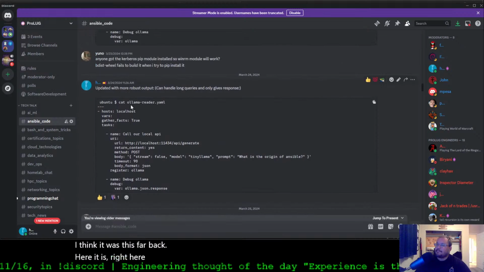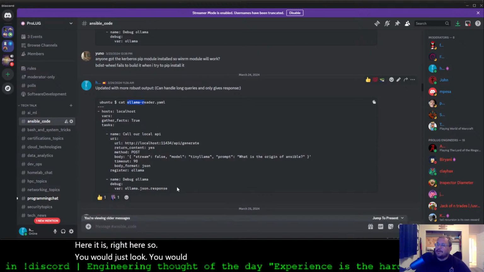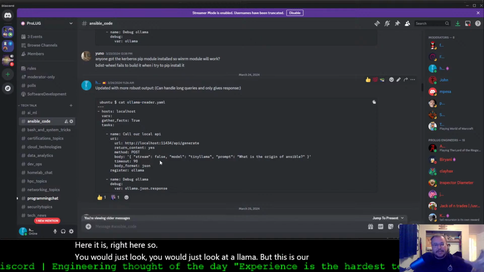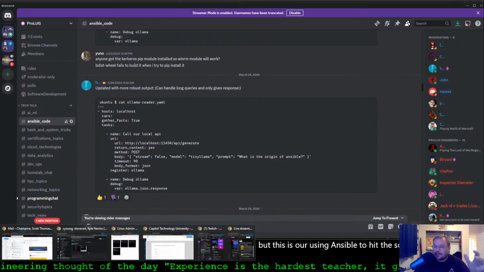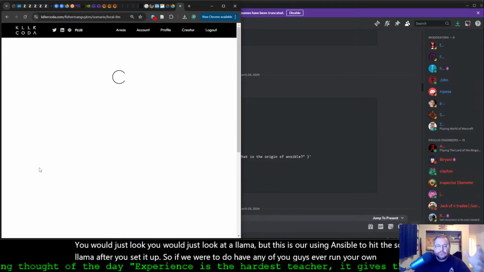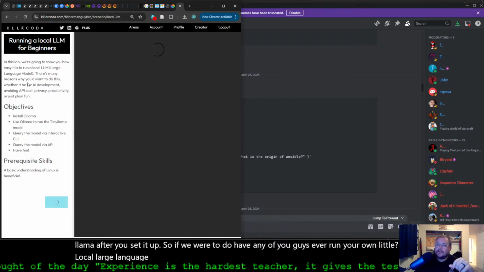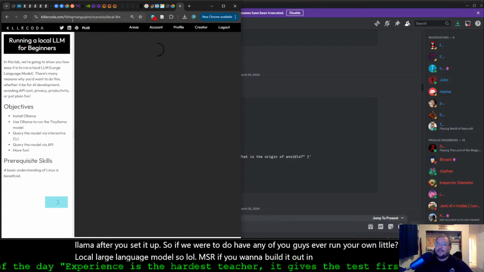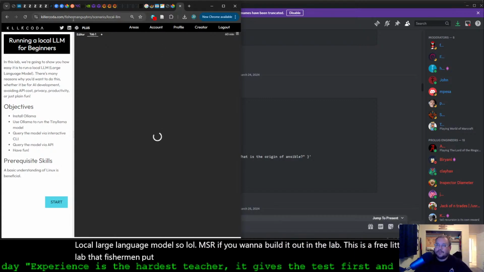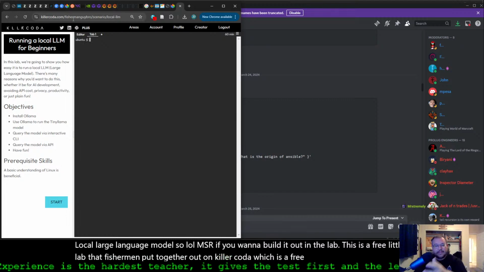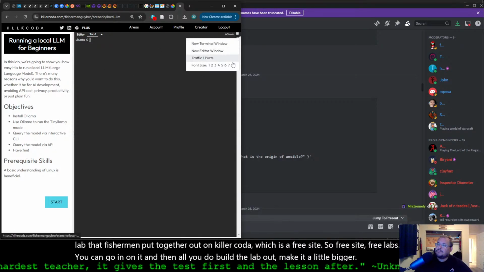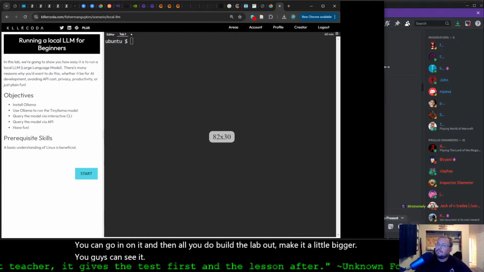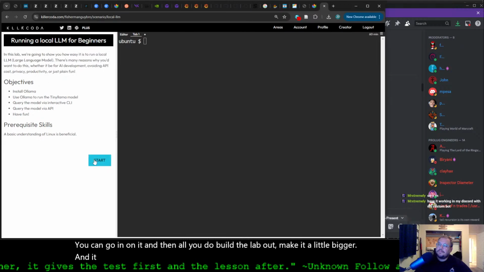So you would just look at Ollama, but this is using Ansible to hit Ollama after you set it up. Have any of you guys ever run your own little local large language model? That's what LLMs are. If you want to build it out in the lab, this is a free little lab that Fisherman put together on Killercoda, which is a free site. Free site, free lab. You build the lab out, and it says install Ollama, boom.